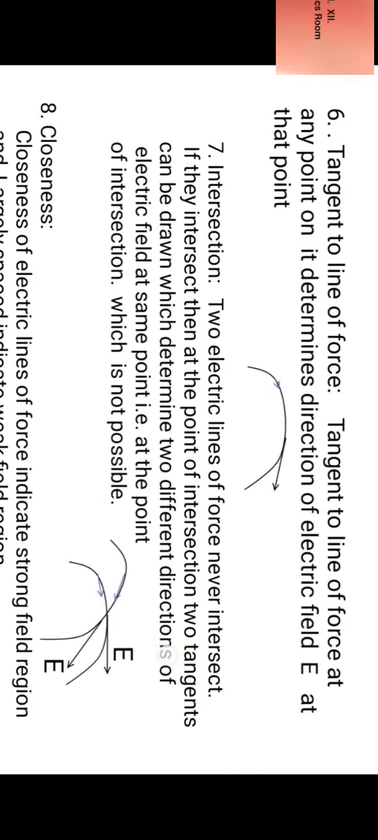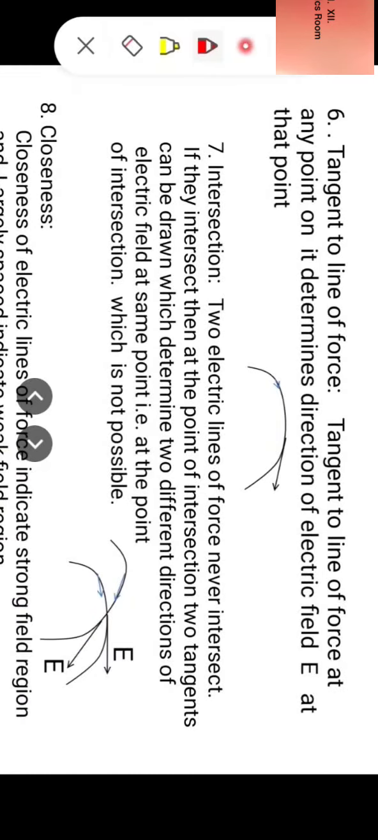Now 6th point, tangent to line of force. We look at tangent to line of force. Tangent to line of force at any point on it determines direction of electric field E at that point. Here it determines the direction of electric field. This arrow shows the direction of electric field at this point.